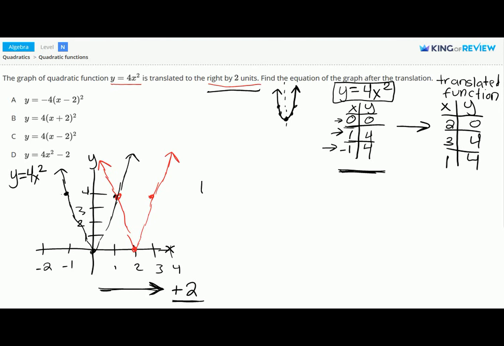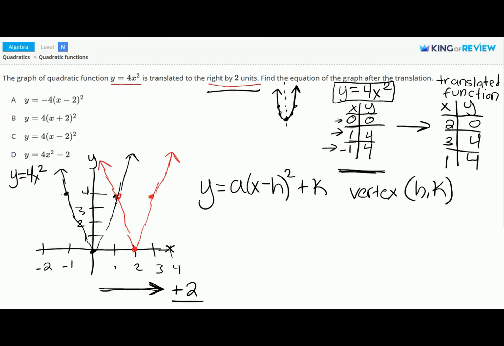We have the format y equals a times x minus h squared plus k. This is the equation for a parabola. And when you have a parabola that has an equation in this format, we know that the vertex is at the point h, k. So we have our h here and our k here. H represents the x-coordinate, and k represents the y-coordinate.